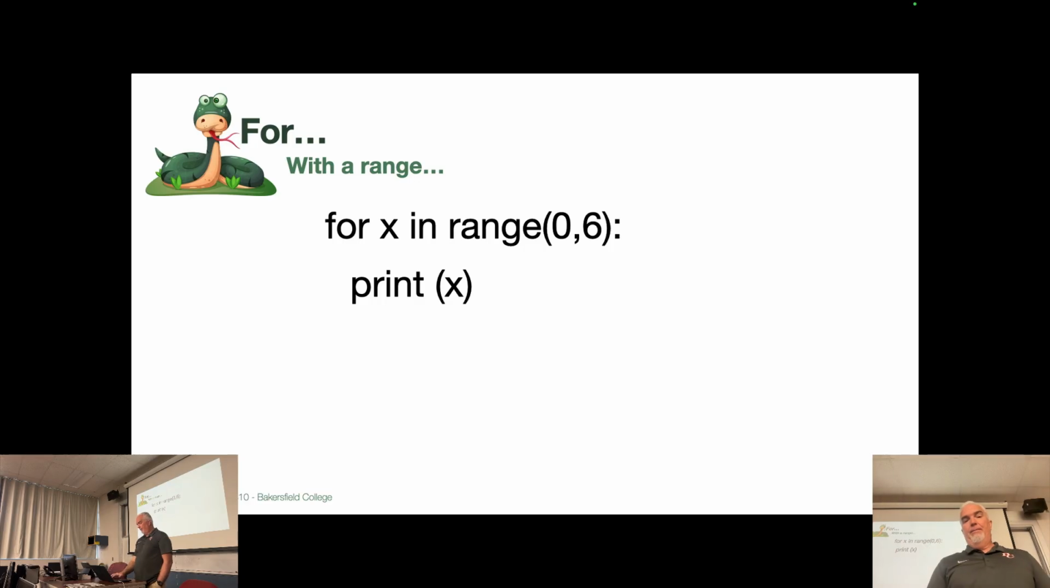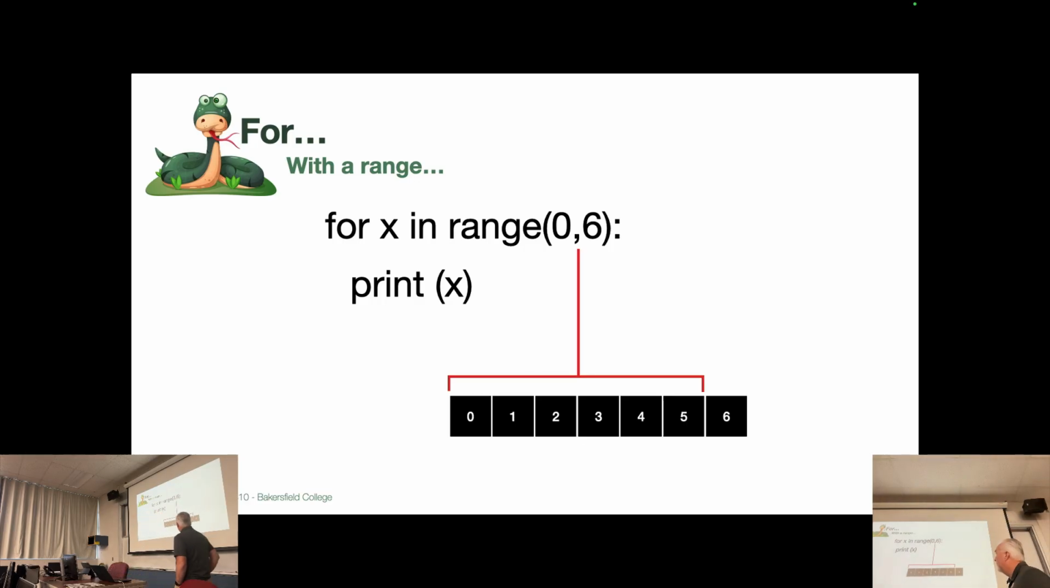Here's an important caveat though. Range 0, 6 includes everything. It includes 0, it includes 1, 2, 3, 4, and 5. It does not include 6. So this will not print the number 6. It will stop at 5. Why is that? Because when we say stop at 6, it's stopping before 6. It's just how they chose to define it. So that's just something important to remember.